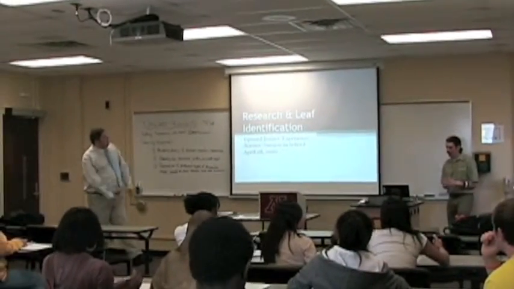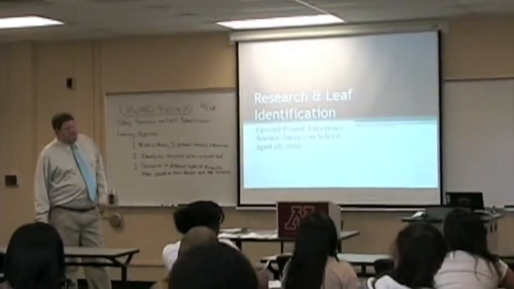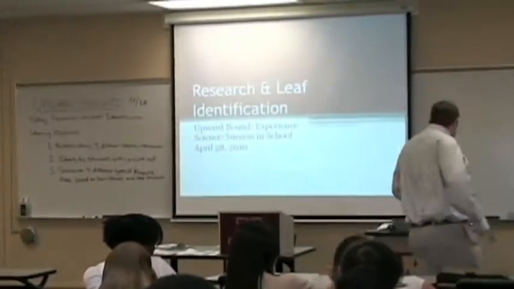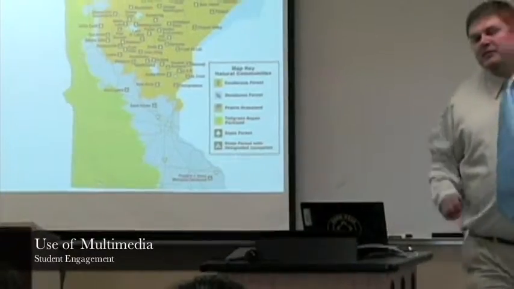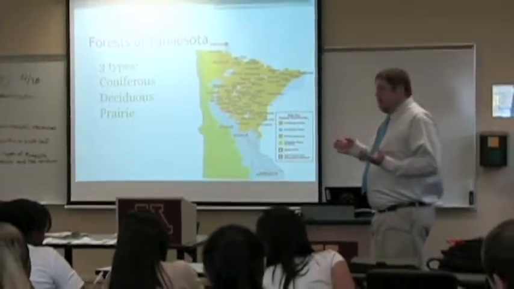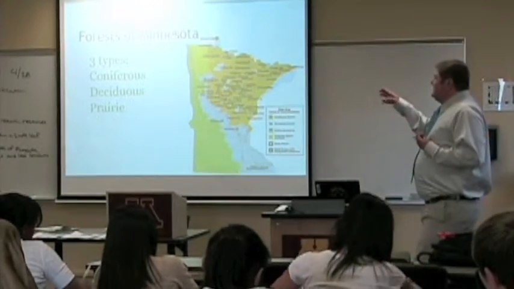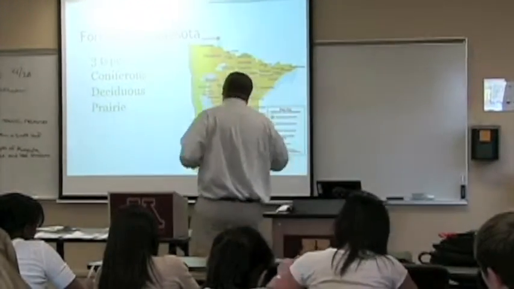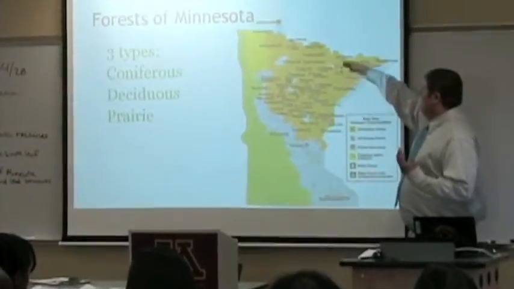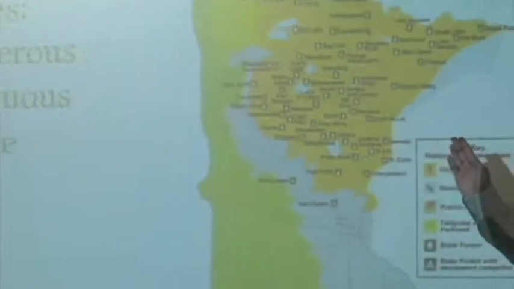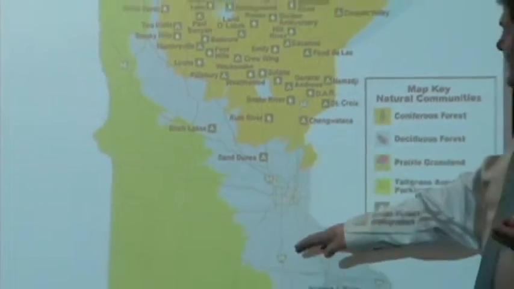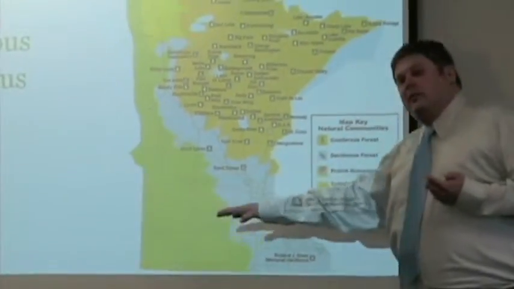Now we're going to go into the leaf identification part of today's lecture. To start off, there's 3 types of forests in Minnesota, and we learned a little bit about this over at the Bell Museum. There's coniferous, deciduous, and prairie. So up here, you see the coniferous forest, and there's a whole lot of campgrounds, and it's really beautiful, a lot of nature up there. The blue is the deciduous, and then the green over here is the prairie.